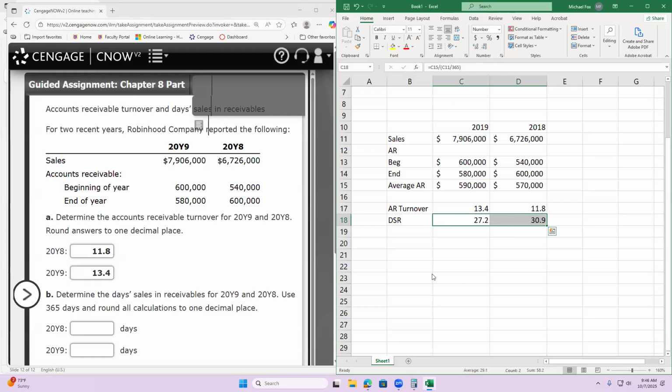So we'll let Excel do the work for us. In 2018, it's 30.9. In 2019, it is 27.2. So what does that mean? What do you think? That number is getting lower. Help me interpret that.